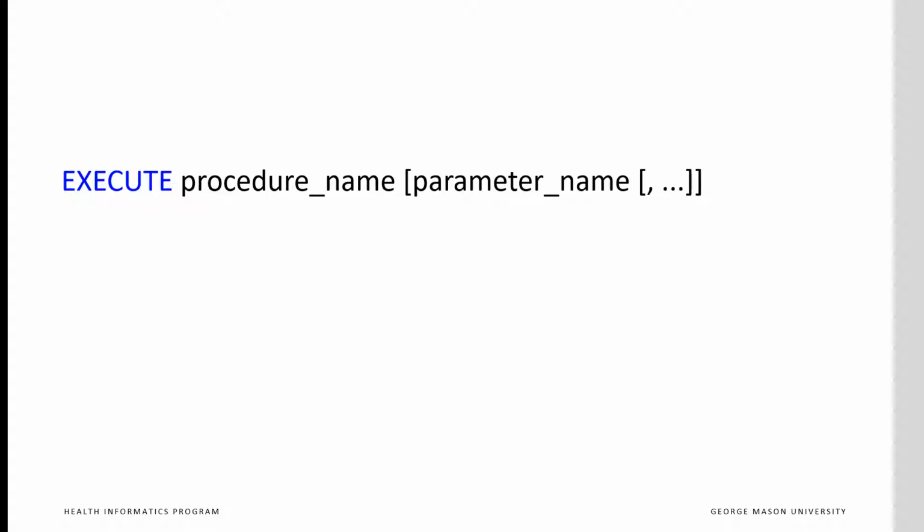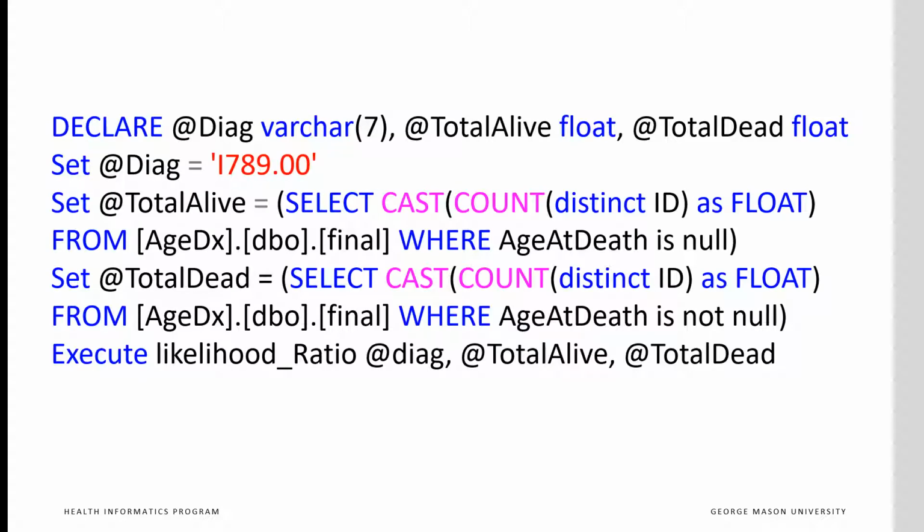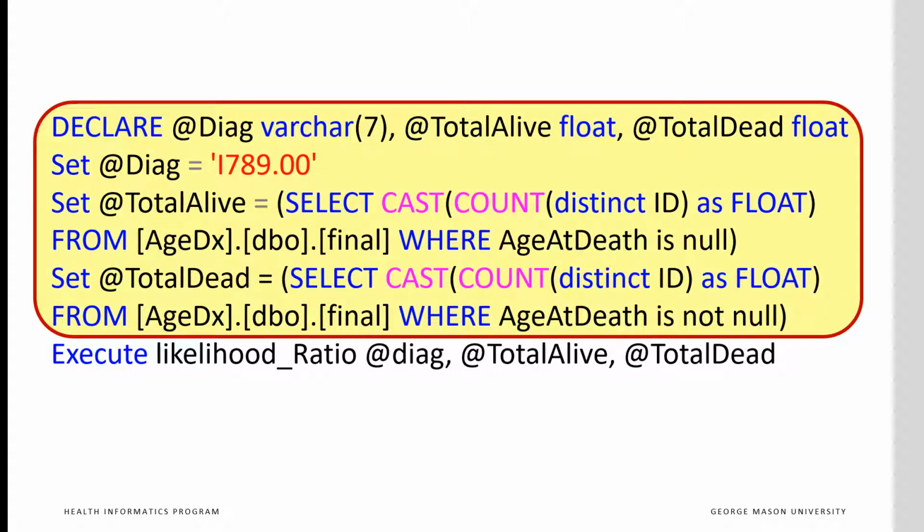To run a procedure, one must call it using the execute command. The syntax is the reserved word execute, followed by the procedure name, followed with procedure parameters separated by commas. This code calls the previously described likelihood ratio procedure. First, the various parameters are declared and calculated. Here, the diagnosis code is set and the total patients alive and dead are calculated from the data.